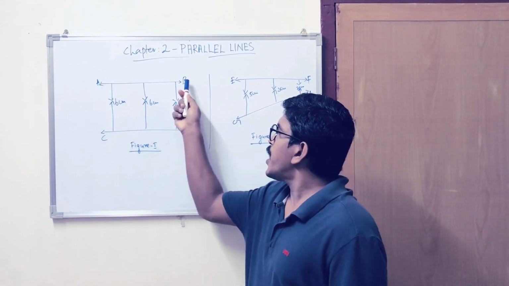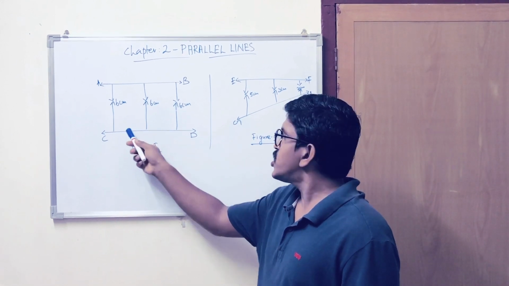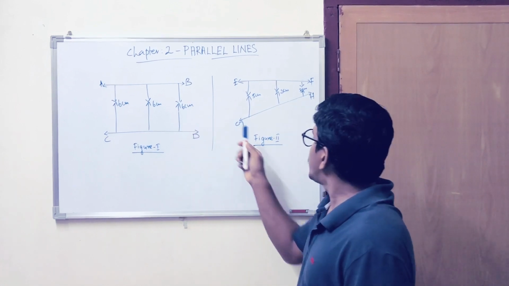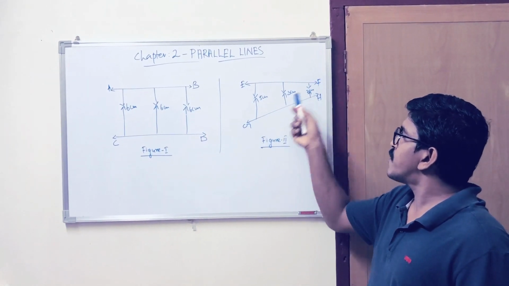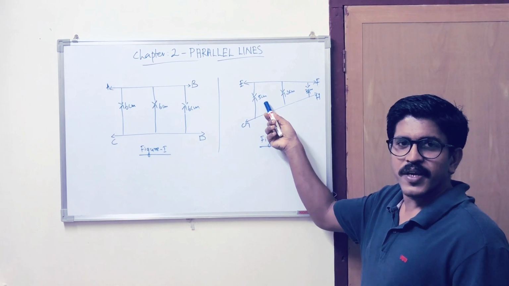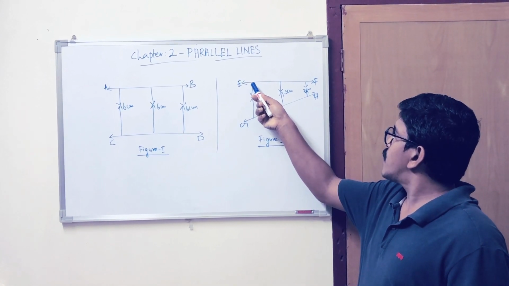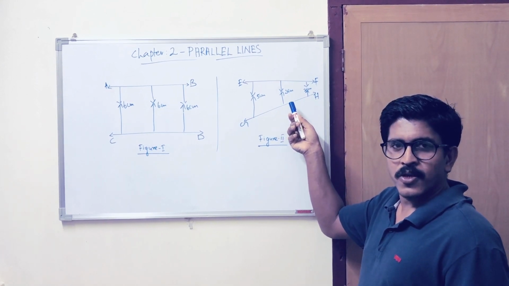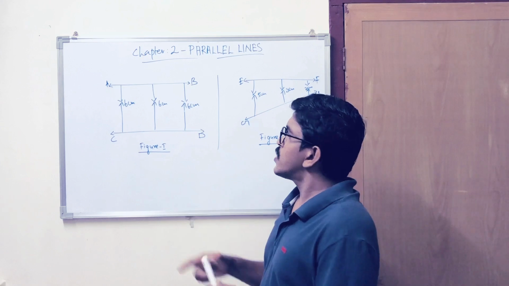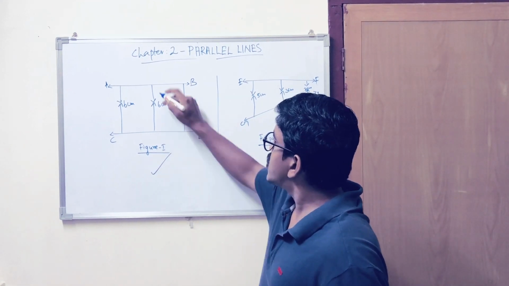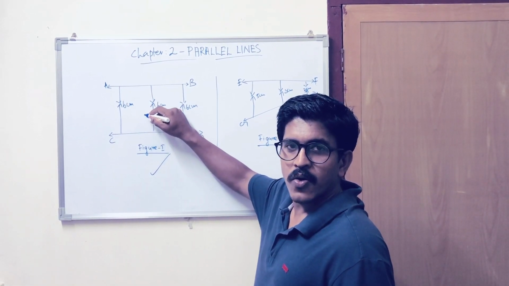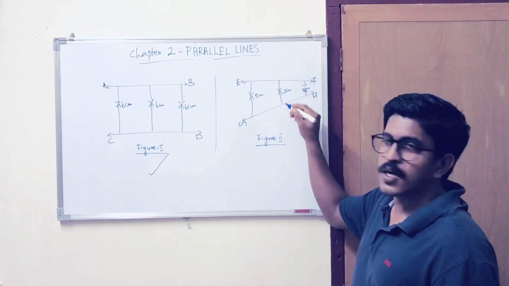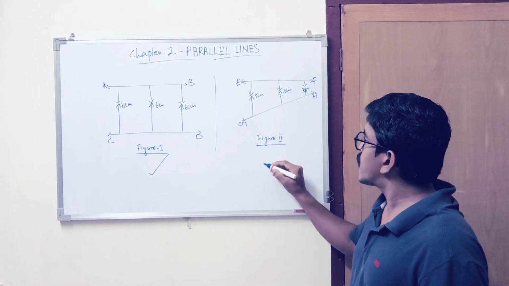You can see the line AB and line CD. And the distance here you can see is a similar 6 centimeter. But here in figure 2 you can see the line EF and line GH. The distances are varying. If I draw these lines further, these two lines are going to intersect. So we can say that the first two lines are called parallel lines because the distance between them is always equal. But here in figure 2, the distance between the two lines is varying. So these two lines are not parallel.